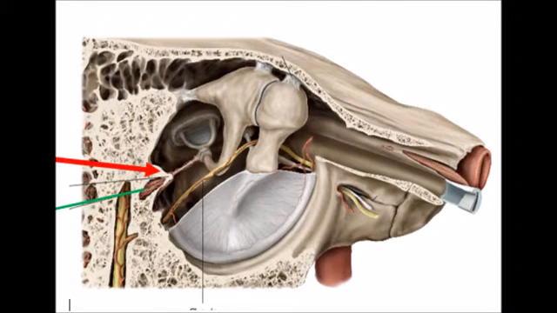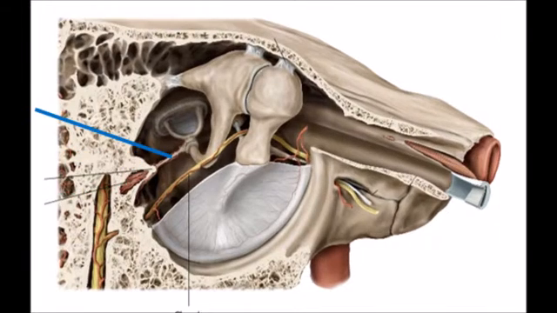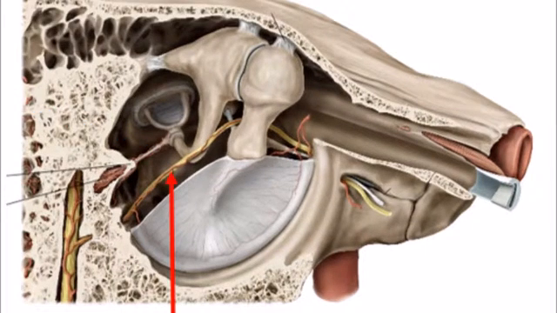The pyramidal eminence houses the stapedius muscle and is located behind the oval window. The stapedial tendon attaches from the tip of the pyramidal eminence to the stapes. The chorda tympani nerve passes through the junction of the posterior and lateral wall. It is important for taste and some salivary activity. It joins the lingual branch of the trigeminal nerve, which is cranial nerve 5.